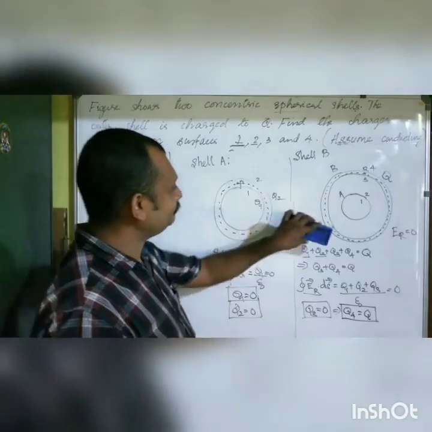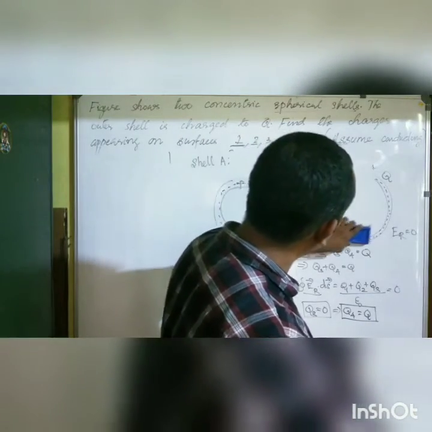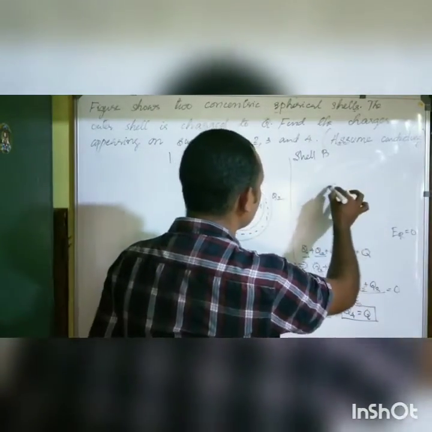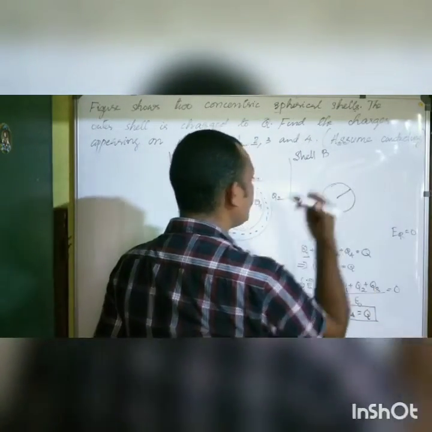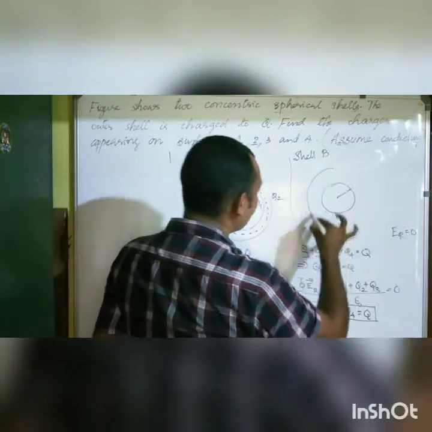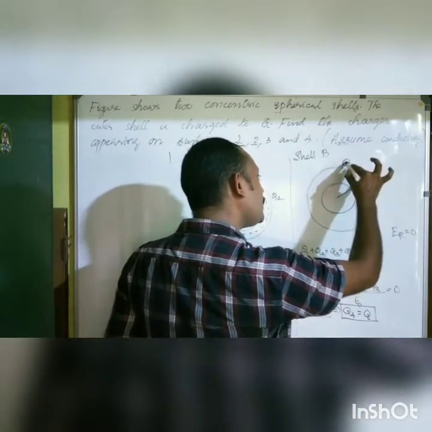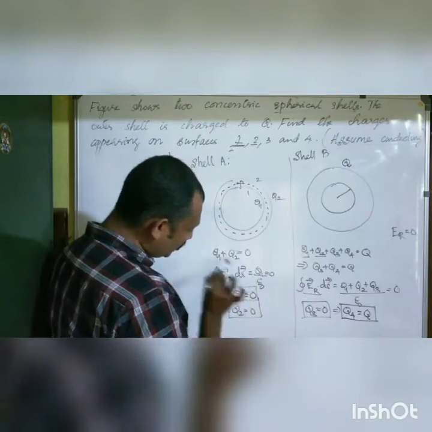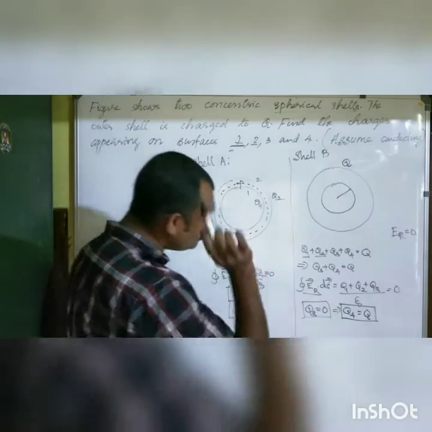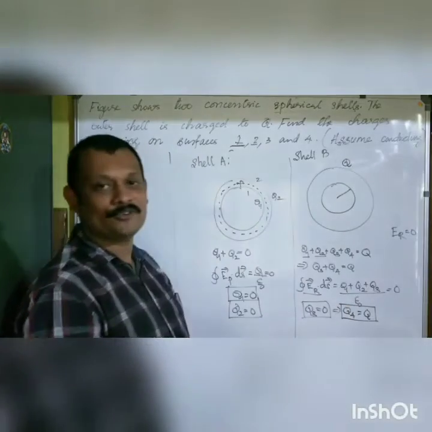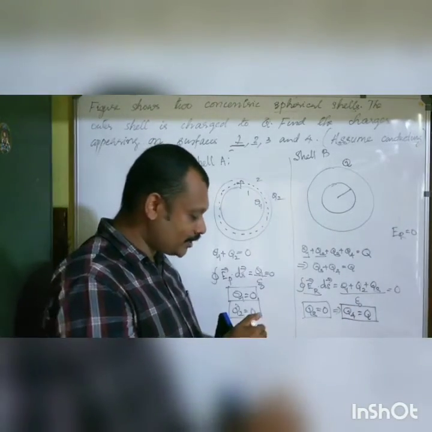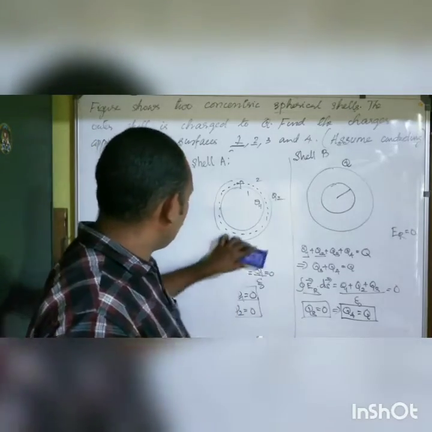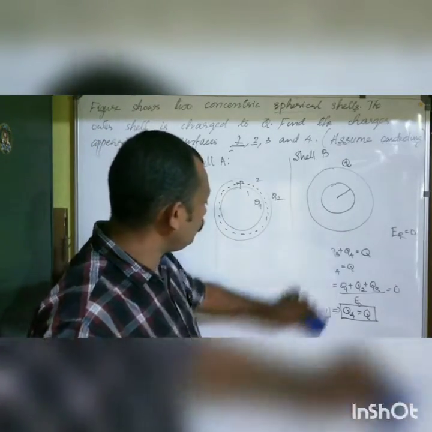That means, will there be any charge redistribution in this case? The inner shell will remain likewise only. The charge will remain on the outer shell itself. That's what you can see from here. Q1 is equal to 0, Q2 is equal to 0, Q3 is equal to 0, Q4 is equal to Q. Hope you understand these problems clearly. Now, will you suggest a method? Will you get me the answer?